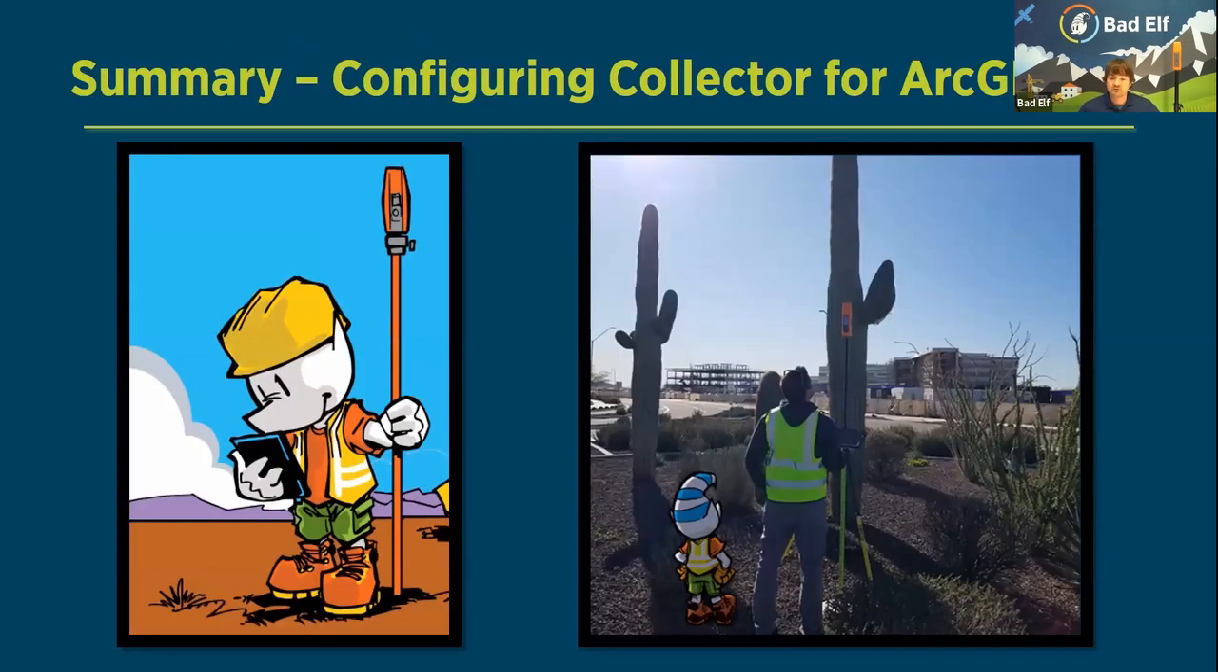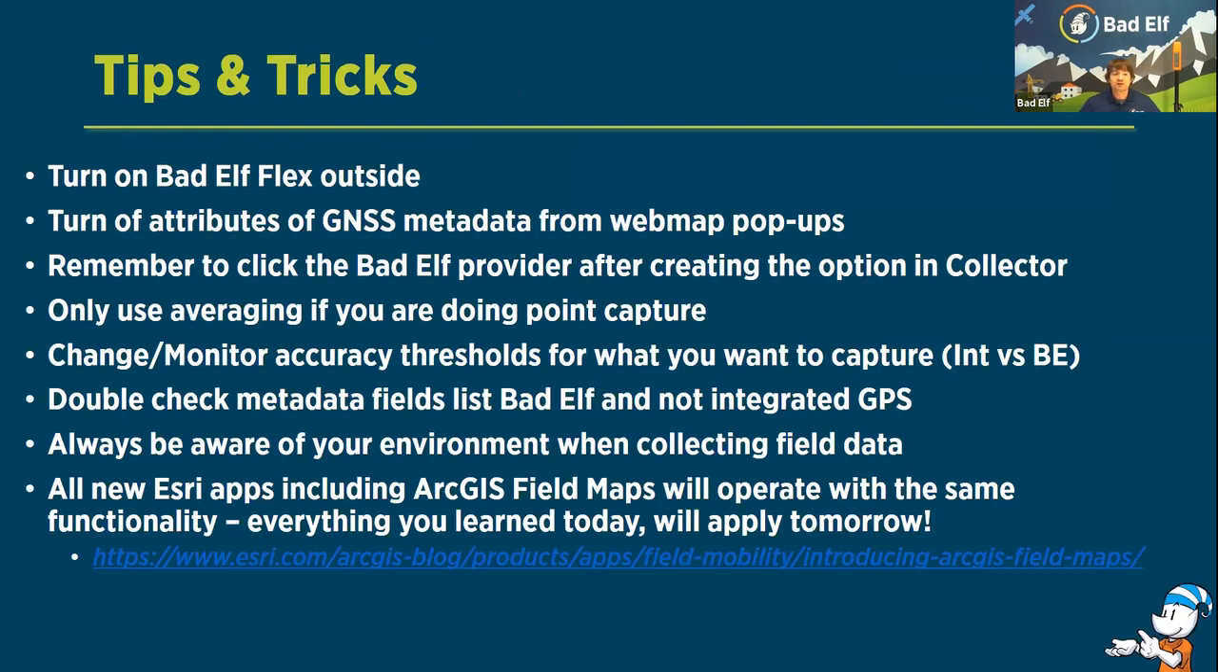You always want to remember to configure Collector for ArcGIS, and so the location provider and the location profile, GPS averaging, and your maximum GPS accuracy settings. Always want to make sure you have those set up correctly for the type of Flex you're using, whether that's standard or extreme. Quickly, tips and tricks. Always turn on the Bad Elf Flex outside. It likes to be not enclosed. It wants to see all the satellites clearly in the sky.